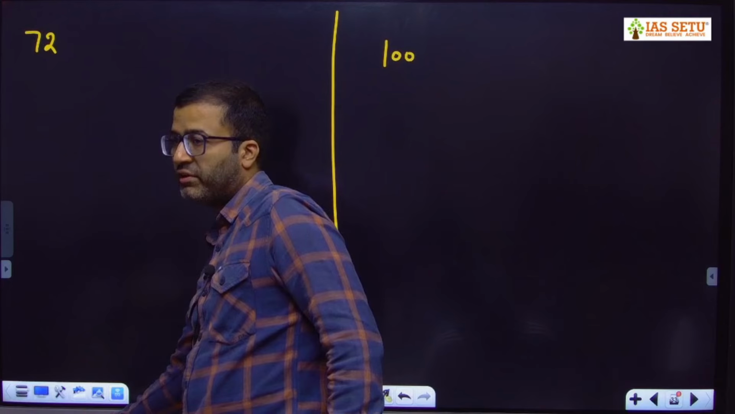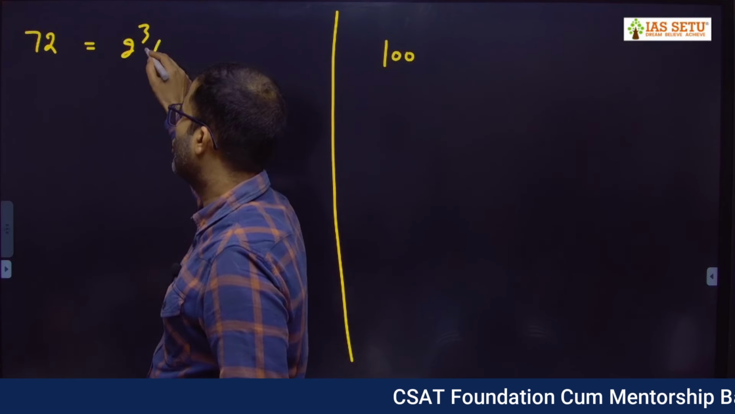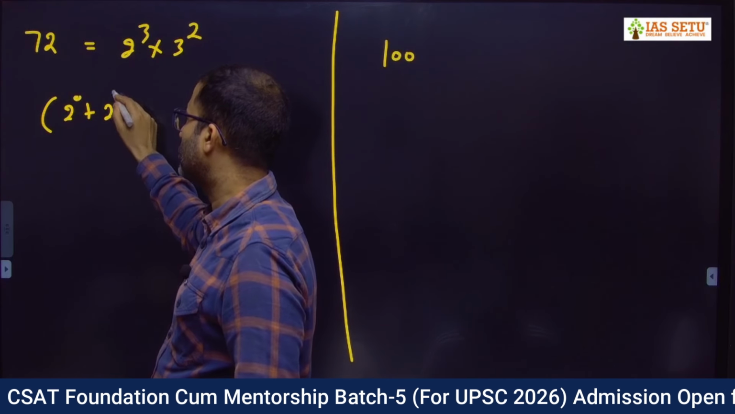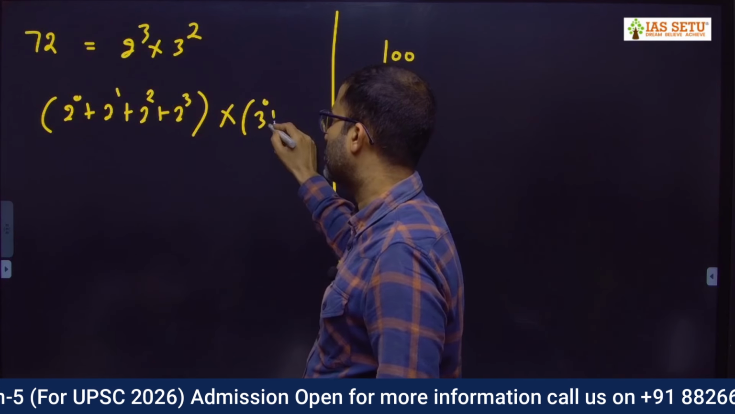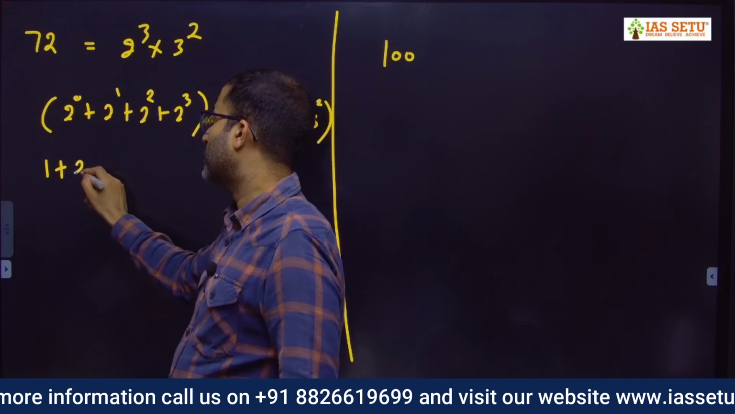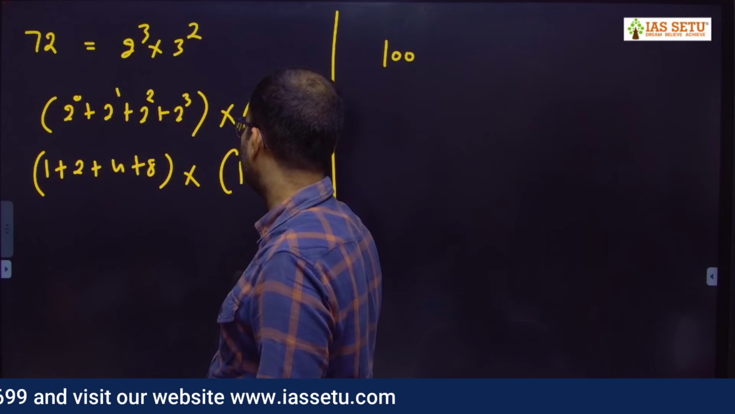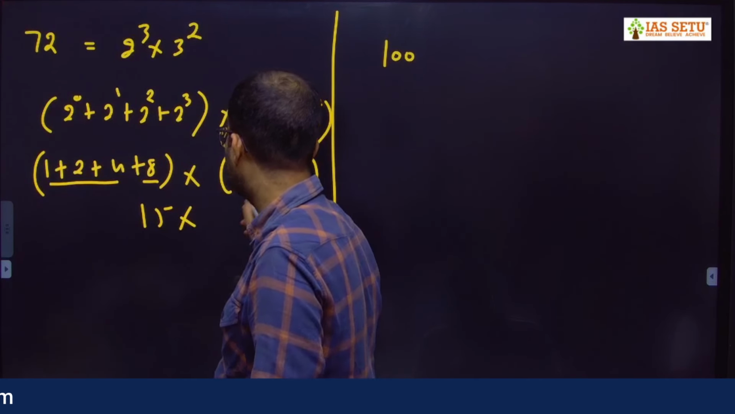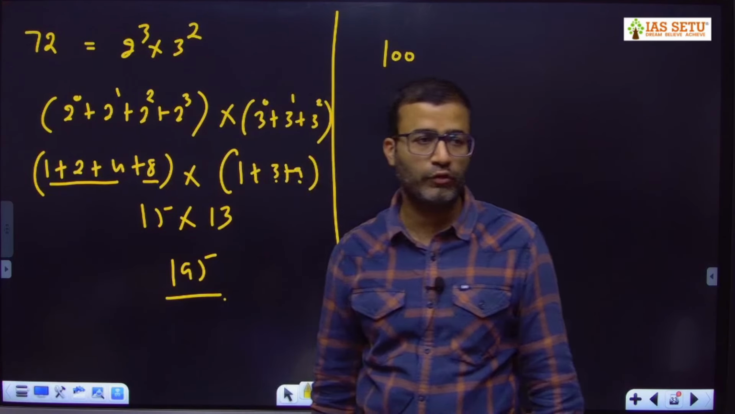Hanji, what is your answer? 72. This is 8 into 9, so it is 2 cube into 3 square. Directly I write prime form. Brackets are 2 to the power 0, 2 to the power 1, 2 to the power 2, 2 to the power 3. Second bracket start 3 to the power 0, 3 to the power 1, 3 to the power 2. So it is 1 plus 2 plus 4 plus 8. Second bracket 1 plus 3 plus 9. 3, 7, 15 into 13. What is 15 into 13? 195. I think all of you got the answer 195.